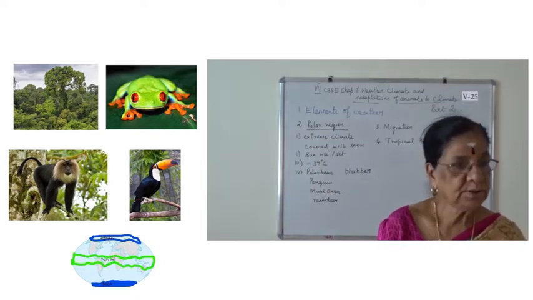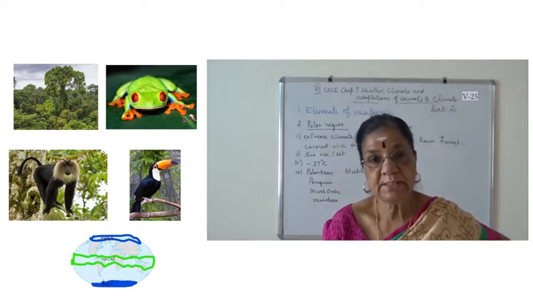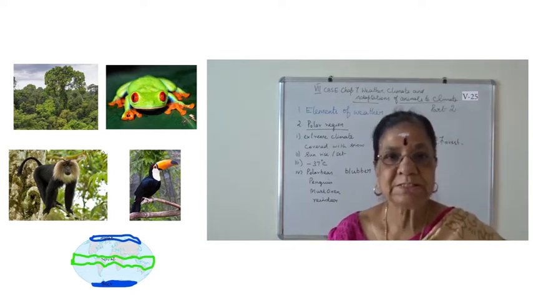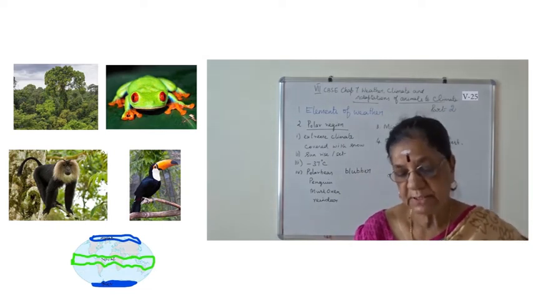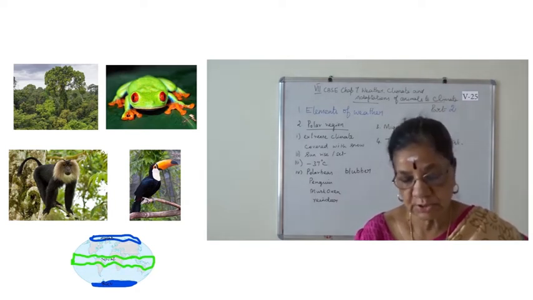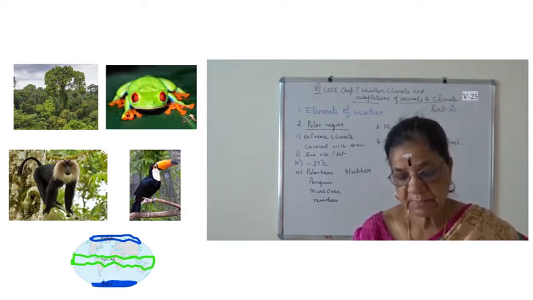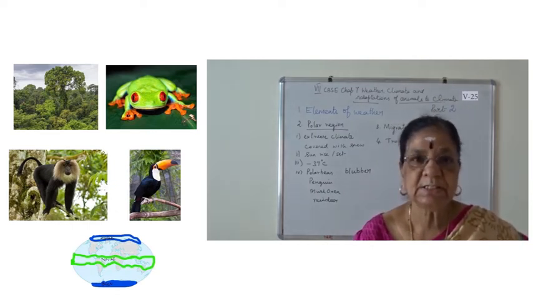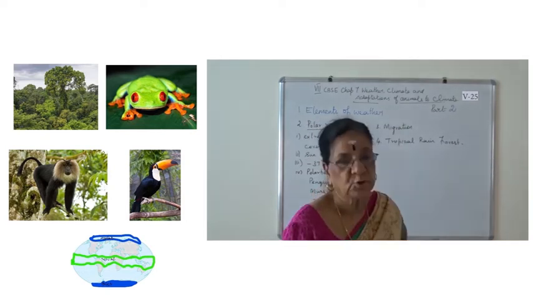Okay. Then during hot summer, the temperature may cross up to 40 degree centigrade. Day and nights are almost equal in length throughout the year. And this region gets plenty of rainfall. An important feature of this region is the tropical rainforest. That is tropical rainforest. Okay.